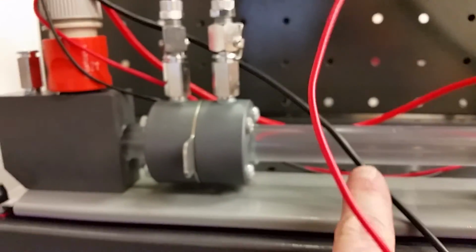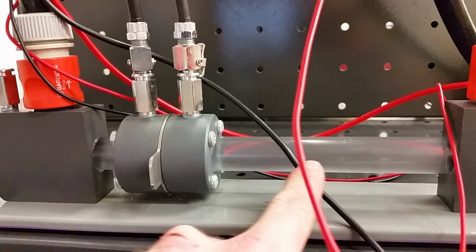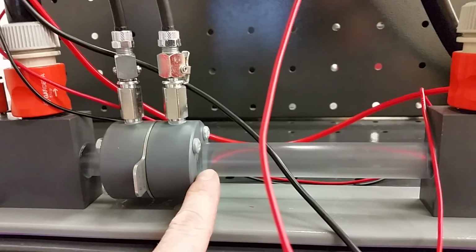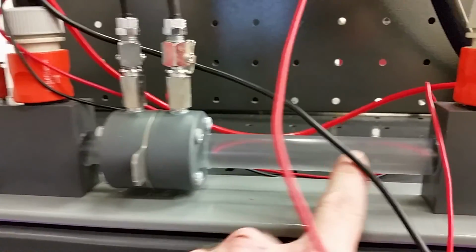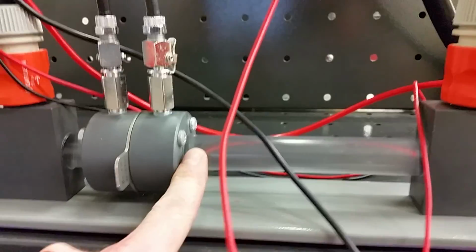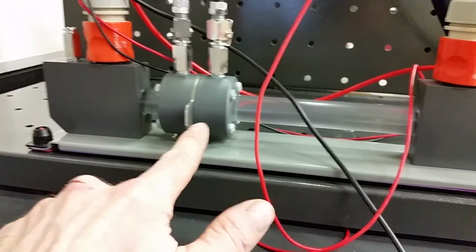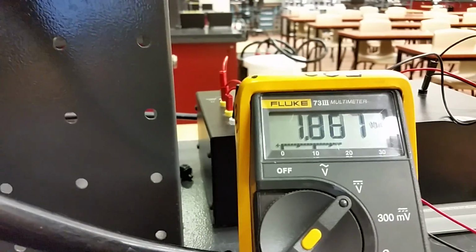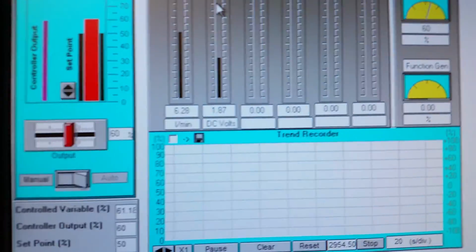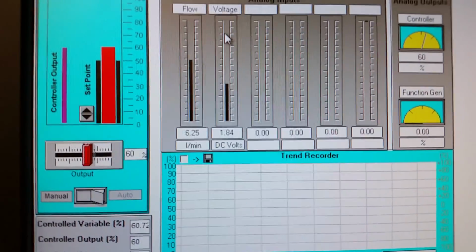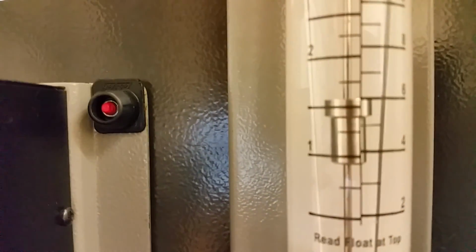That's because we don't have a nice straight piece. If we had 10 times our diameter, then we would have a nice straight piece here, right? So if we doubled or tripled that straight piece, the flow profile would be better before it hit the orifice plate. But it's the best we're going to do. So 1.86, 1.87, that's being reflected here, so the exact same voltage is right here on the screen, and it says we're at 6 liters per minute. Gorgeous, 6 liters per minute.